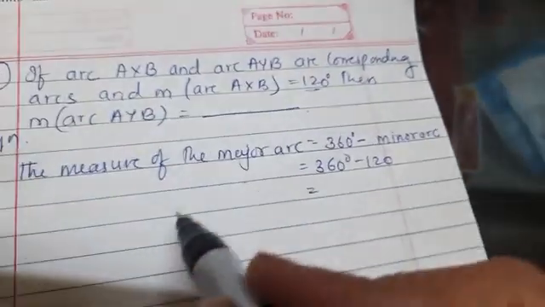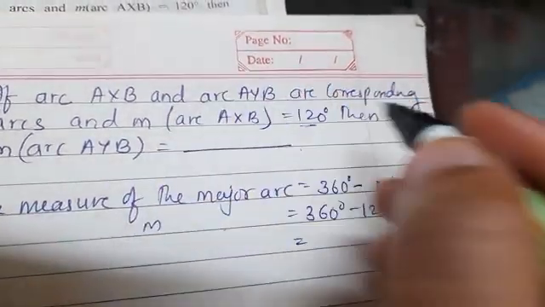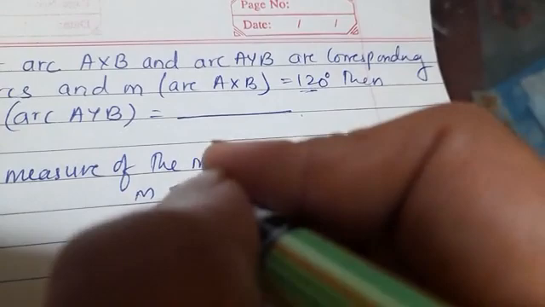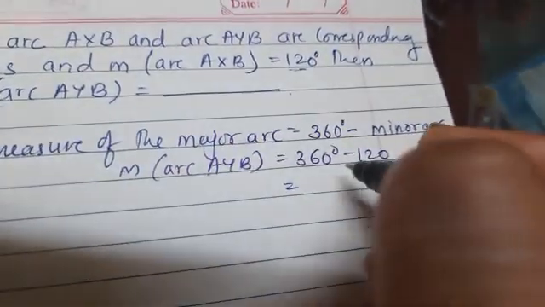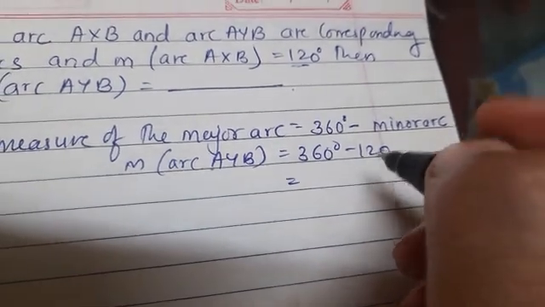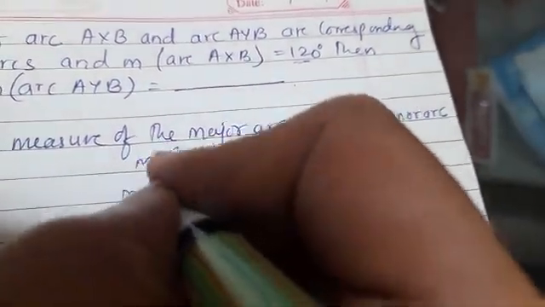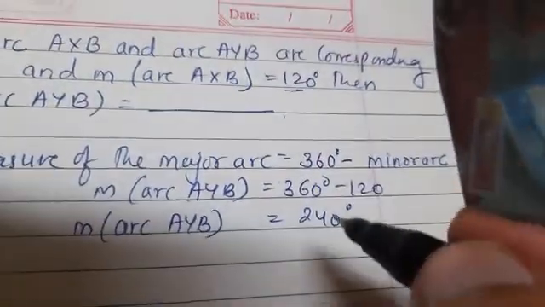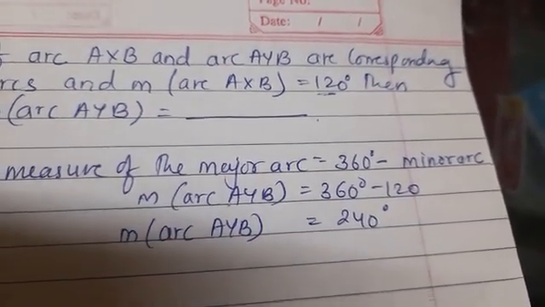Here the major arc is what? AYB. 360 minus 120, the answer is 240 degrees. Major arc AYB is 240 degrees. Did you get it? So you can select the right option, 240 degrees.